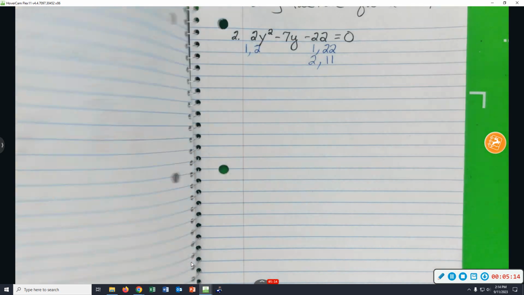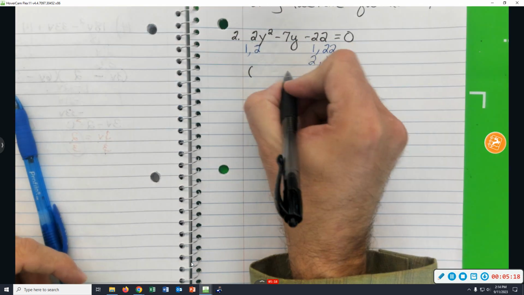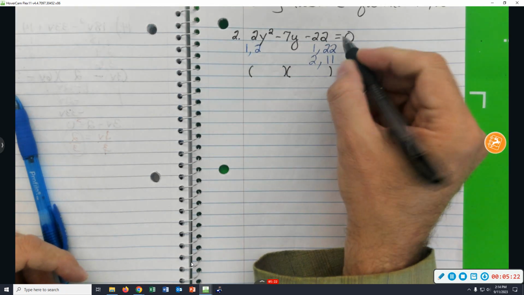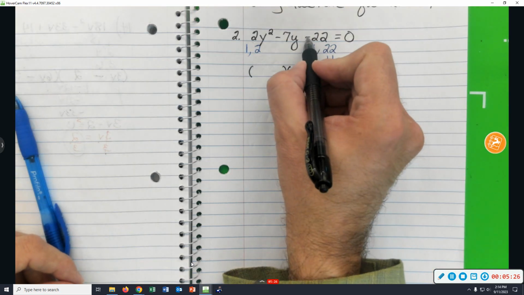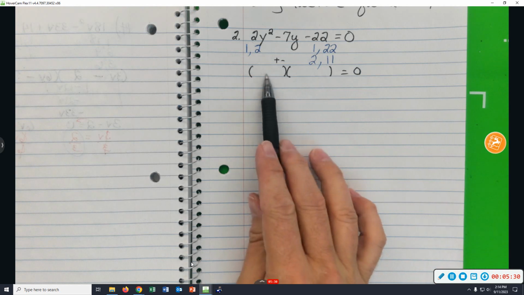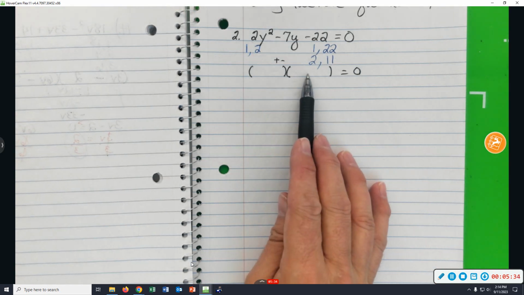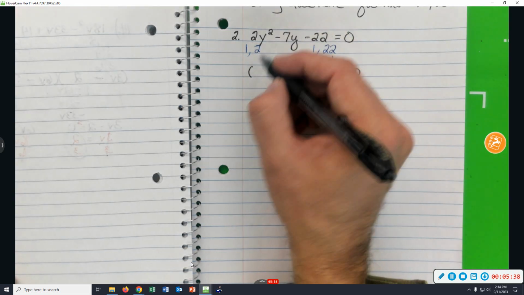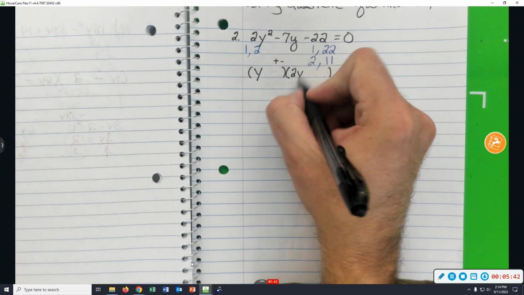So let me go ahead and draw my 2 sets of parentheses. So that equals 0 that I'm carrying down. Since there's one of each, I'll wait to fill them in because I'm not sure whether the plus should go in the first set of parentheses or the second. But I do know one thing, 1 times 2. So y times 2y, is that how y'all would put it?